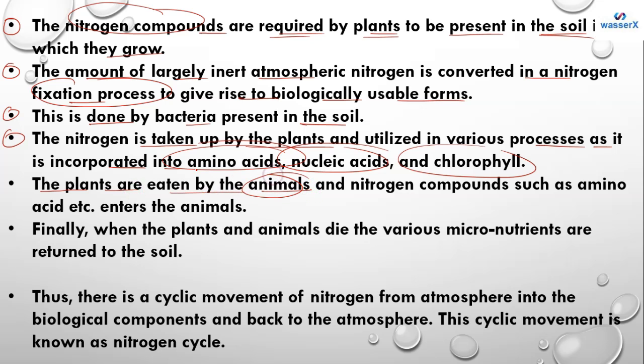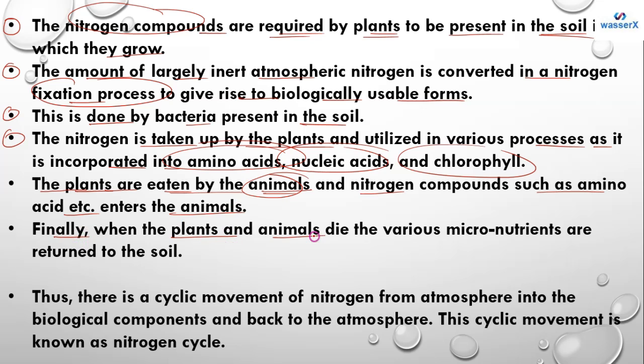So whatever nitrogen is being transported in the plants, when the animals eat those plants, the same nitrogen further moves to the animal body. In this way you can try to understand how the chain works. The plants are eaten by the animals and the nitrogen compounds such as amino acids enter the animals in this manner.